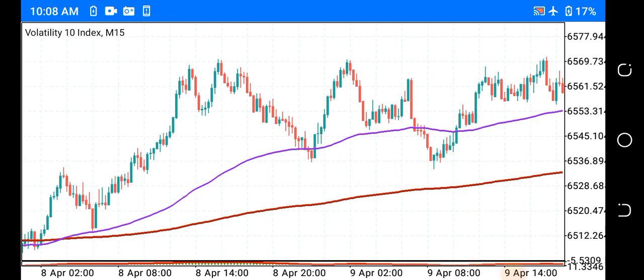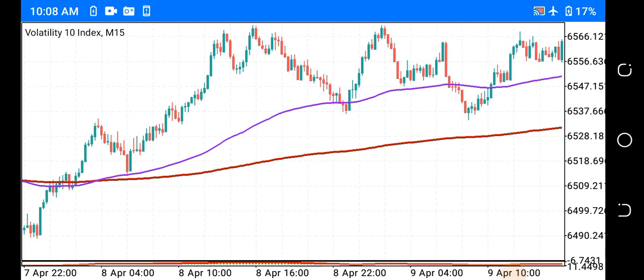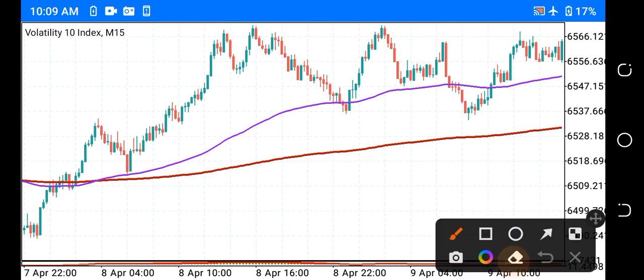On my screen now you will see two moving averages, the 200 and the 50. Now this is how to make use of these moving averages. First of all, the red line is the 200 moving average, while the blue line is the 50 moving average. Now this is how to make use of these moving averages and record massive profits.